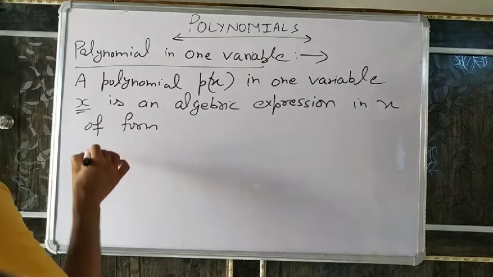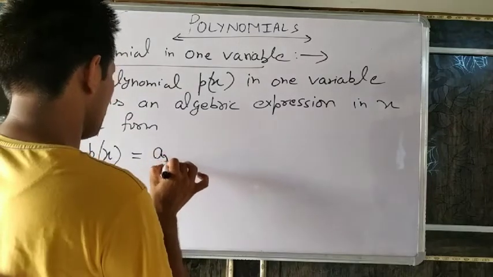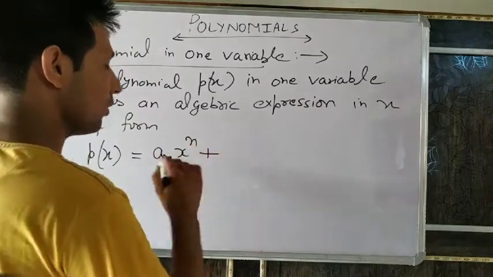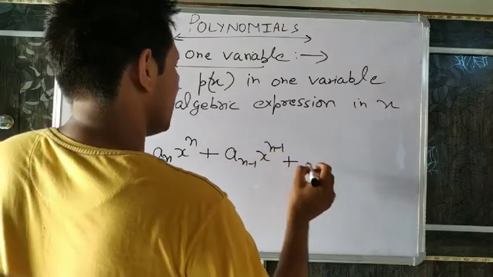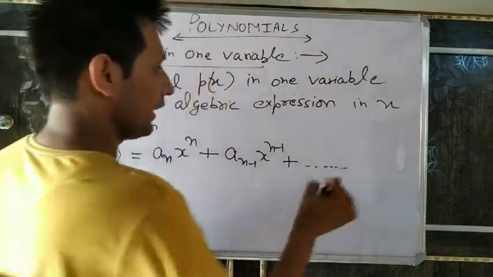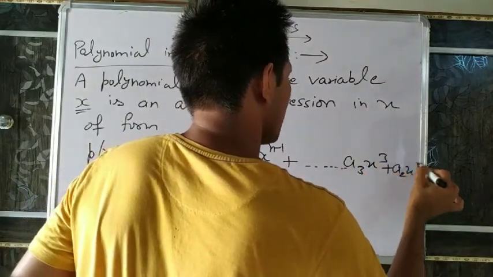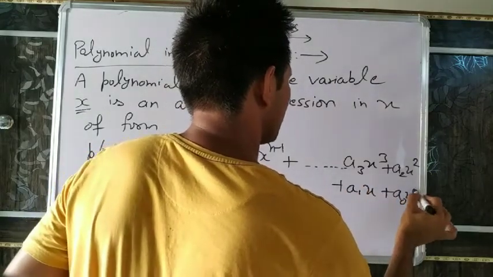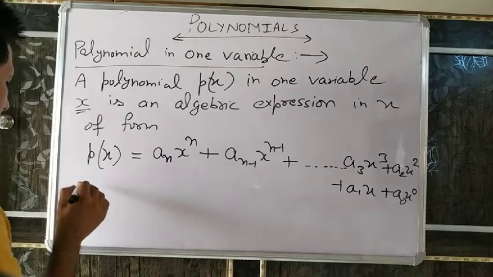So P(x) equals a_n x to the power n, a base multiplied by x to the power n. Now the power is subtracted: a_(n-1) x^(n-1), dot dot dot, like this. It continues, and suppose it becomes a3 x^3 plus a2 x square plus a1 x plus a0. It continues.